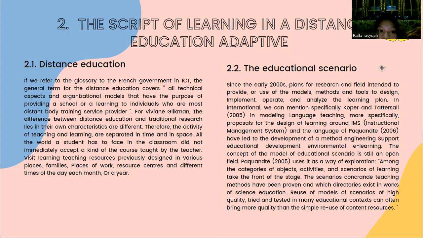2.1 Distance education. If we refer to the glossary of the French government in ICT, the general term distance education covers all technical aspects and the organization models that have the purpose of providing a school or a learning to individuals who are most distant from the training service provider. For Vivian Gilman, the difference between distance education and traditional education lies in their characteristics. Therefore, the activities of teaching and learning are separated in time and in space.